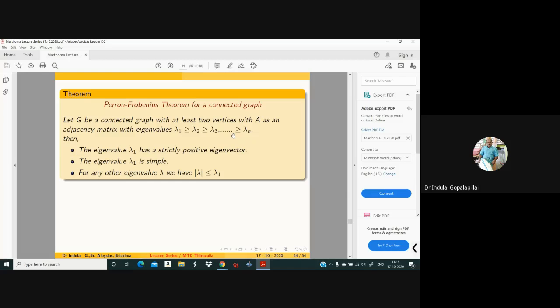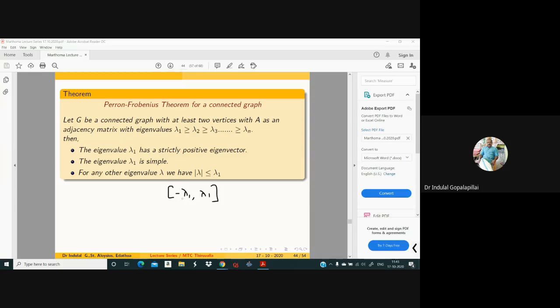Then we have these observations. The largest eigenvalue lambda 1 has a strictly positive eigenvector, and the eigenvalue lambda 1 is simple. And for any other eigenvalue lambda, we have modulus of lambda less than or equal to lambda 1. So this is actually a very strong result, as we mentioned in the case of regular graphs also. When you go to find the eigenvalues or the spectrum of a given graph, the eigenvalue lies in the closed interval [minus lambda 1, lambda 1].